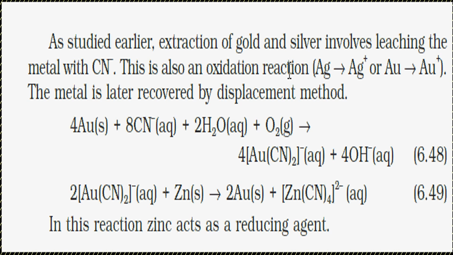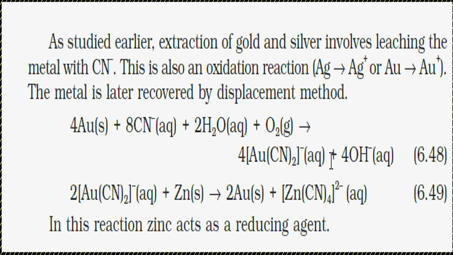This is also an oxidation reaction. Ag is converted into Ag plus, or Au is converted into Au plus. The metal is later recovered by displacement reaction. So here in the first step, 4Au plus 8CN minus plus 2H2O plus O2 gives you 4[Au(CN)2] minus, that is a complex ion, plus 4OH minus.